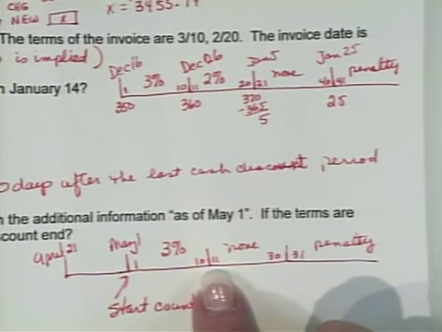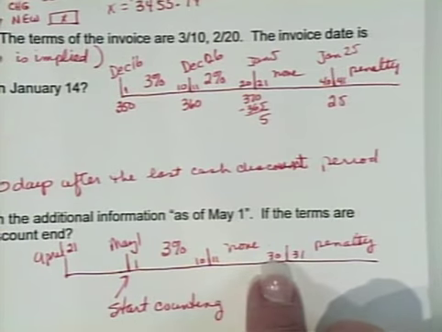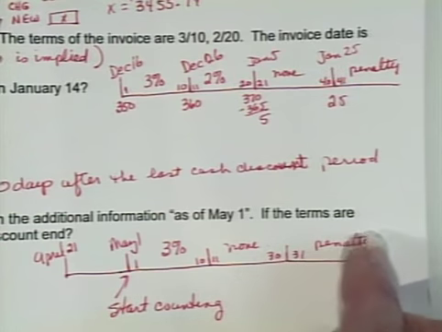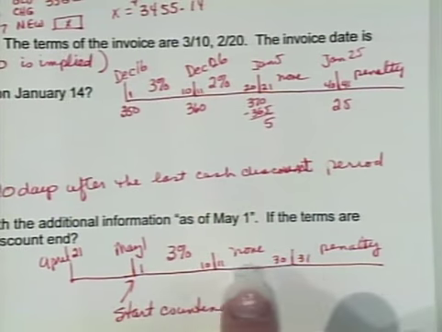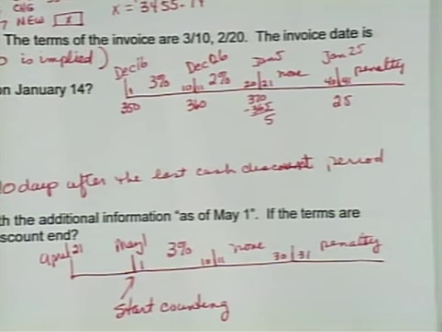Then we know that after the discount ends, we have a 20-day period that the net is due by the end of, and after that, you're in the penalty. So it says, when does the discount end? 10 days after May 1st. What day is that going to be? May 11th. That's right.